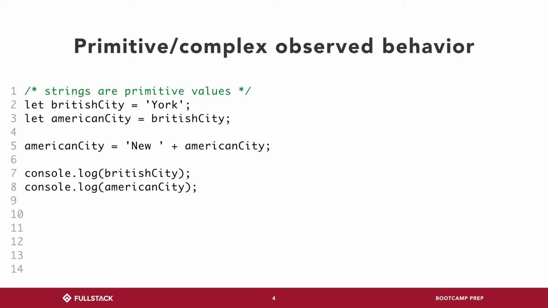In this instance, we've got two variables declared, a British city variable and an American city variable. The American city variable is set to the value of the British city. And then on line 5, it's manipulated. We add the string new to American city. So what do you think is going to appear for the values on line 7 and line 8? York and New York. Right. York and New York.